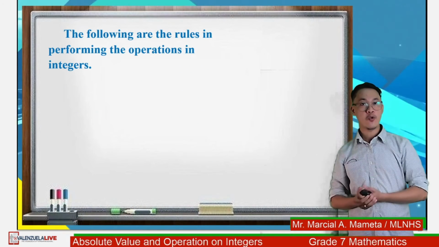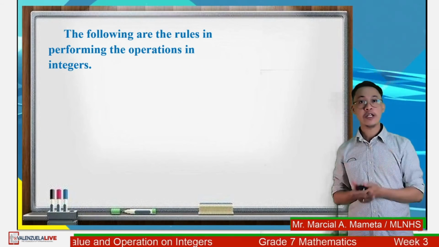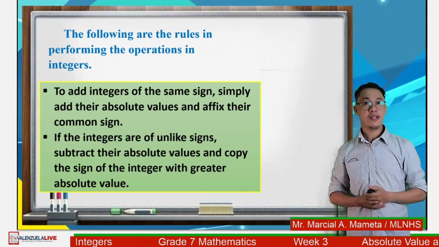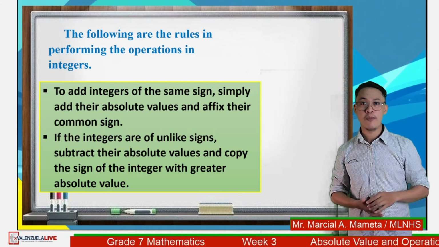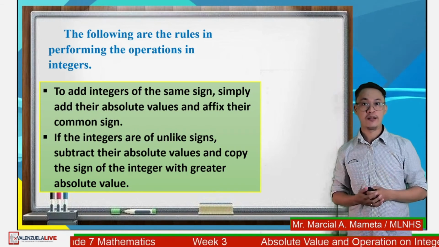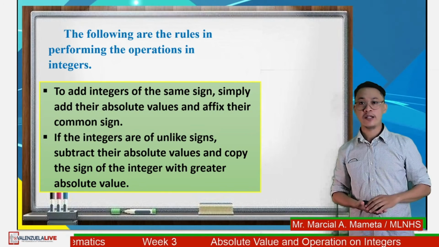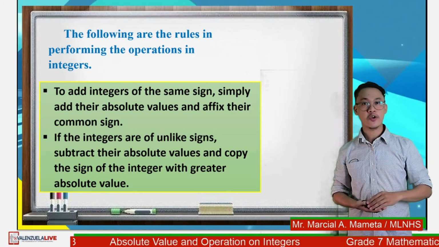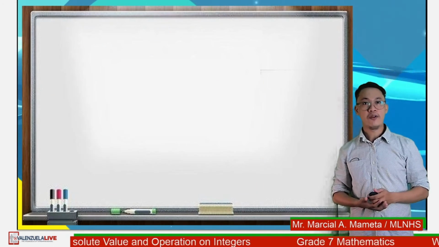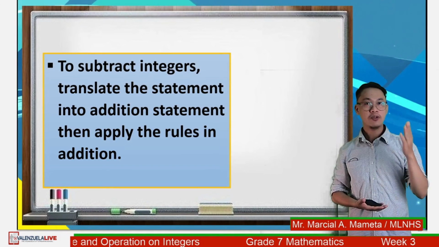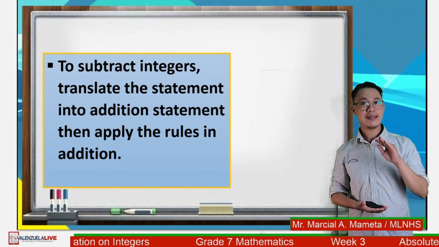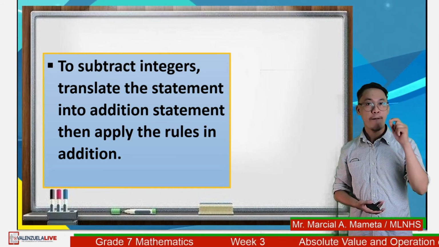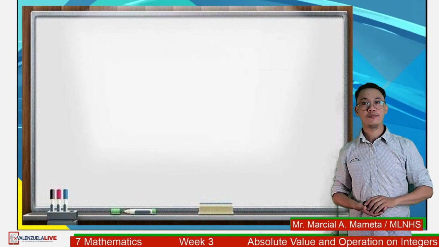The following are the rules in performing the operations on integers. To add integers of the same sign, simply add their absolute values and affix their common sign. If the integers are of unlike signs, subtract their absolute values and copy the sign of the integer with the greater absolute value. To subtract integers, translate the statement into an addition statement, then apply the rules in addition.